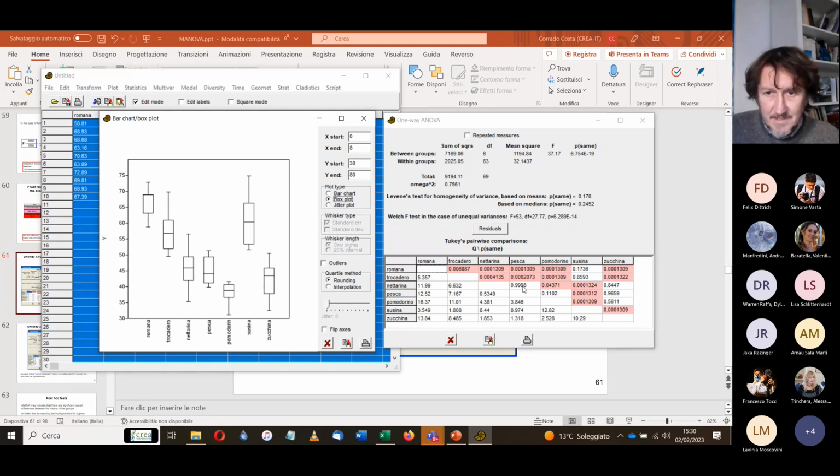Nettarina is quite completely equal to Pesca, 0.9998, so is quite overlapping. And also with respect to Zucchina is comparable, and also Nettarina, Pesca with Zucchina is the same, and also Pomodorino with Zucchina. Pomodorino and Zucchina is the same, while the other pink are different. Okay, so just to confirm. Any questions? No. Okay.